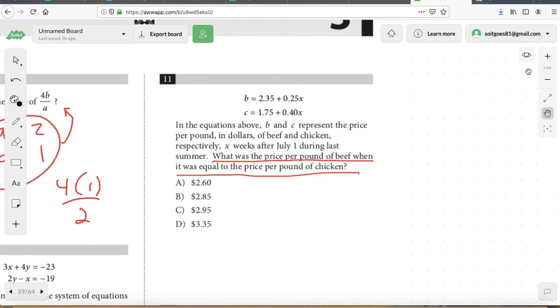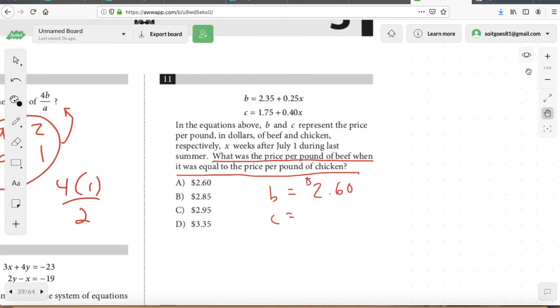If X is 0, I get a beef price of $2.35 and a chicken price of $1.75. So I don't have to worry about 0. I'm going to plug in a 1. If X is 1, the beef price is going to be, let me see, I'm counting change here. This is money, this is easy. I think I get $2.60 for the beef price, okay?